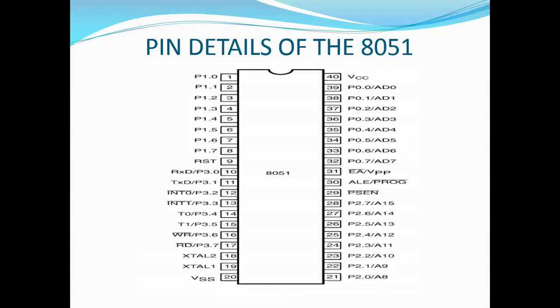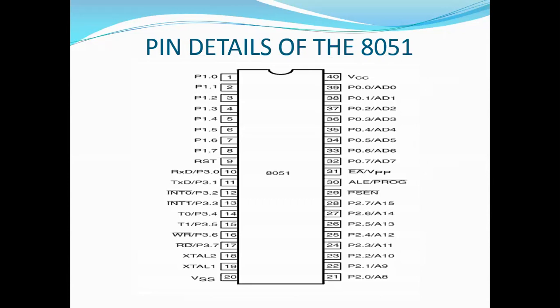But in the case of port 2, from bottom to top, we have to write P2.0, P2.1, P2.2, P2.3, P2.4, P2.5, P2.6, and P2.7. That is, pin number 21 is P2.0 and pin number 28 is P2.7. Like that, it comes opposite. Then 20, 19, 18 have already gone. The remaining pins, pin number 10 to pin number 17, are port 3: P3.0, P3.1, P3.2, P3.3, P3.4, P3.5, P3.6, and P3.7.